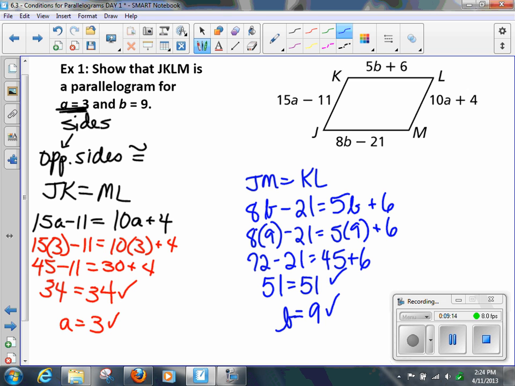We would have solved for B, and we would have solved for A. We would have determined from the get-go that A was equal to 3 and B was equal to 9. Today, I'm giving you the values, and I'm saying, prove that this is true. Okay? What do you think? Facile, difficile? This is very facile. Let's look at the next one.